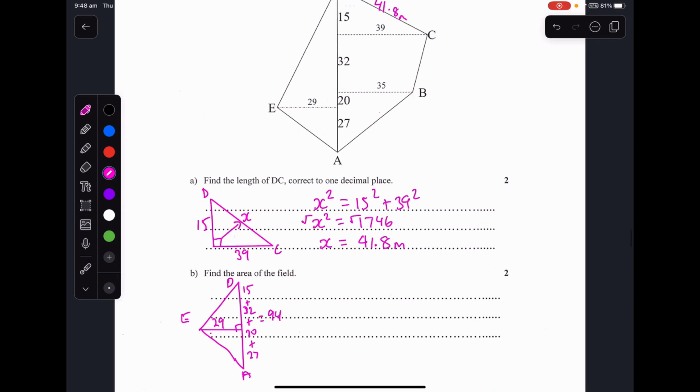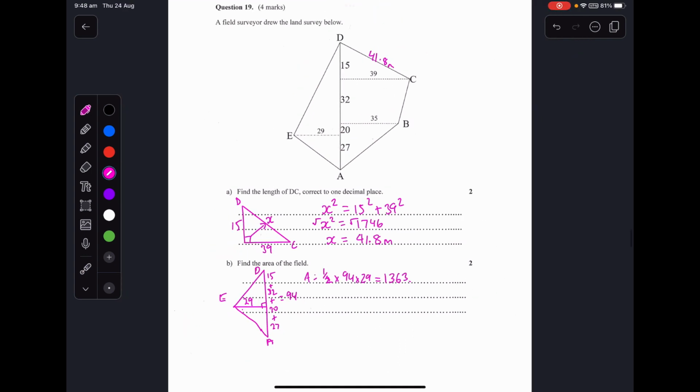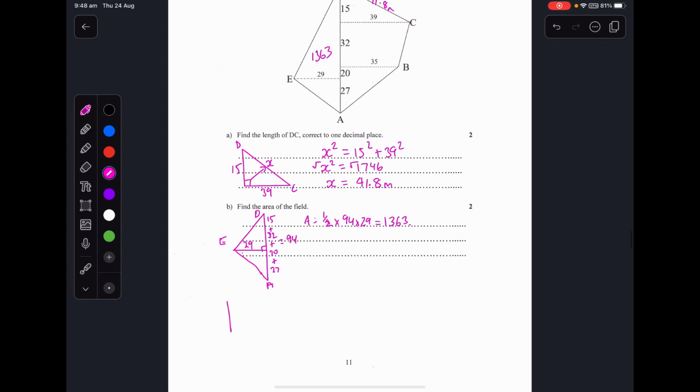So for this one, the area would be a half times 94 times 29. And that will give me 1363. So this one here is 1363. Okay, let's do our DC triangle. So we drew that one before. So we've got 15 and 39. Remember, you're always looking for that right angle. So this one would be a half times 15 times 39. And for that one we get 292.5.